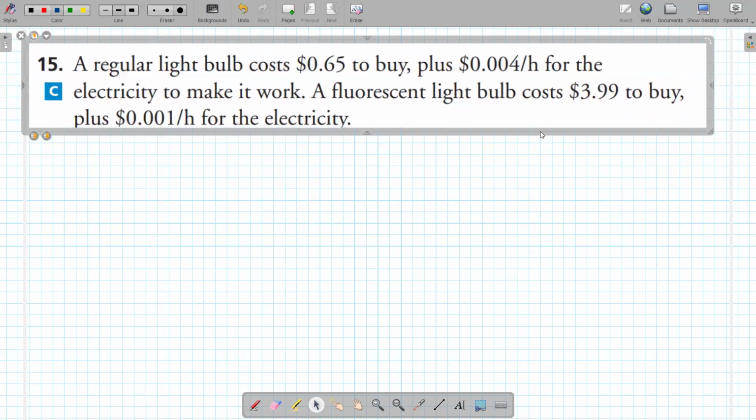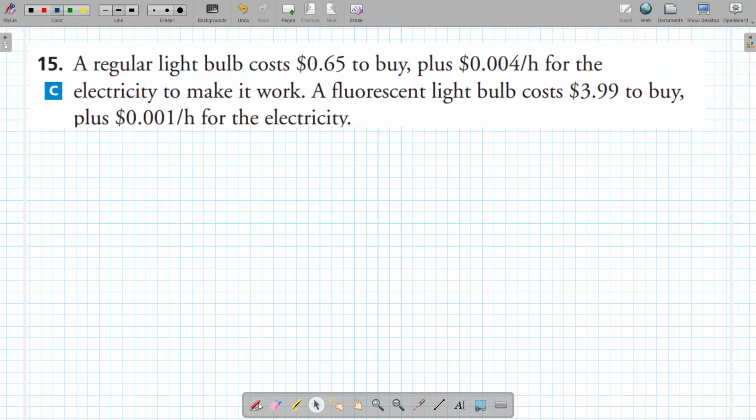Let's look at this. We have 2 types of light bulbs. We have a regular one. You've probably seen this, like that. And you have a fluorescent, which has some sort of a gas inside it, like a neon gas or something. Cost $3.99 to buy. All right, well, what are our 2 equations?